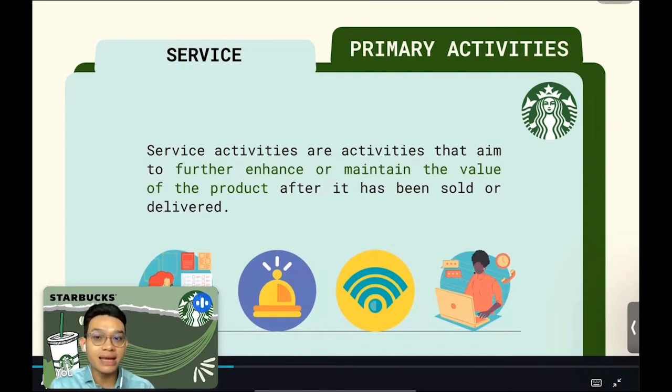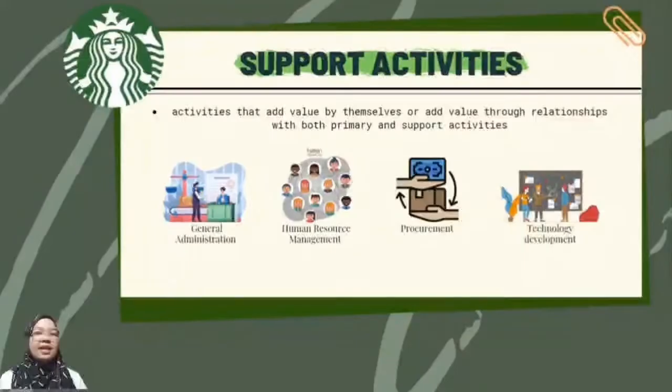These are the activities that aim to further enhance or maintain the value of the product after it has been sold or delivered. This includes the installation and repair, training, parts supply, and product adjustments. So basically, those are the 5 primary activities of the value chain analysis. Now let's move on to the support activities, which will be presented by my friend Nur Yunira.